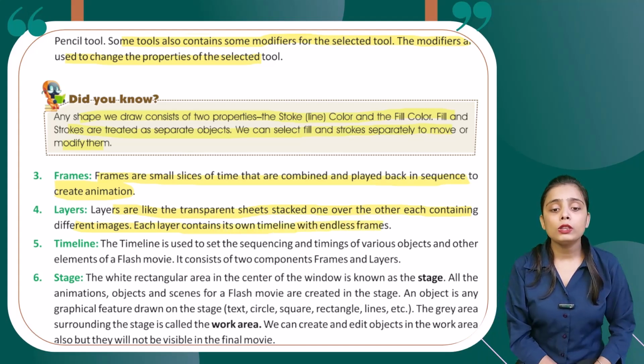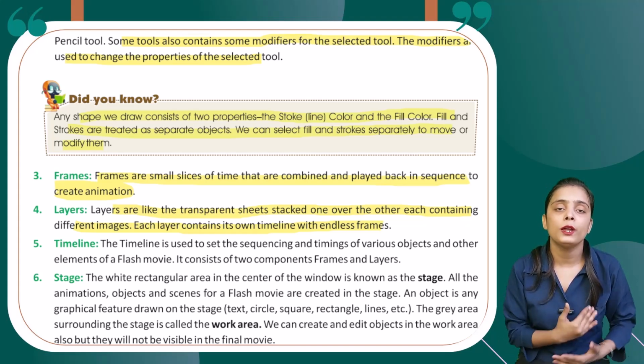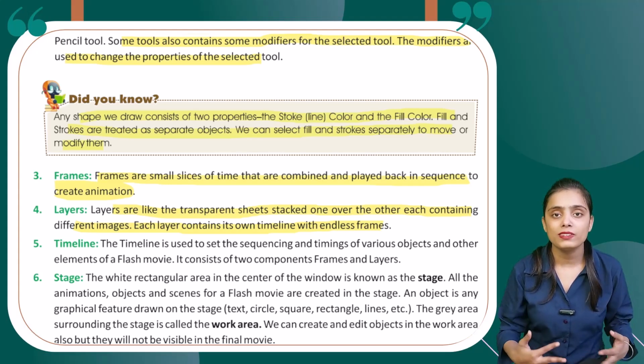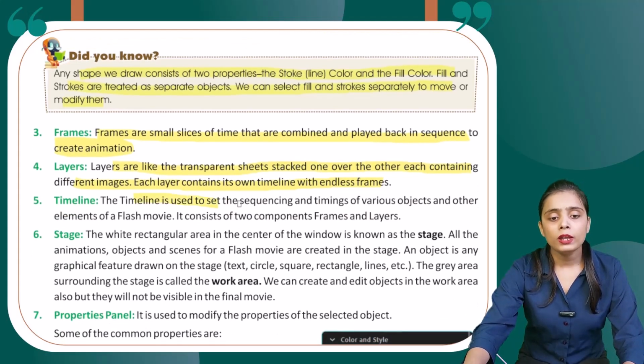अब बच्चे लेयर क्या होता है? ट्रांसपेरेंट शीट्स होती हैं. ओके, इसकी वजह से आप डिफरेंट लेयर पे वर्क कर सकते हो वेरी इजीली, और आपका काम जो होता है वो मैस भी नहीं होता और कॉम्प्लेक्स भी नहीं होता. टाइमलाइन. द टाइमलाइन इज यूज्ड टू सेट द सीक्वेंसिंग एंड टाइमिंग ऑफ वेरियस ऑब्जेक्ट्स एंड अदर एलिमेंट्स ऑफ अ फ्लैश मूवी. It consists of two components, frames and layers.